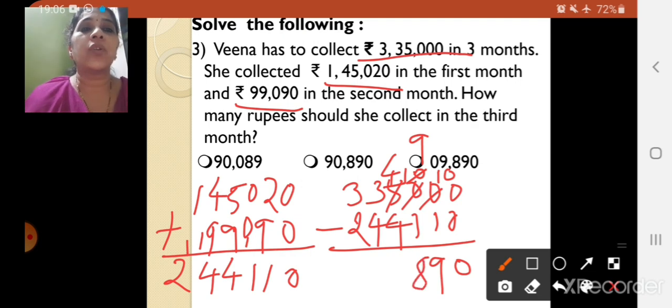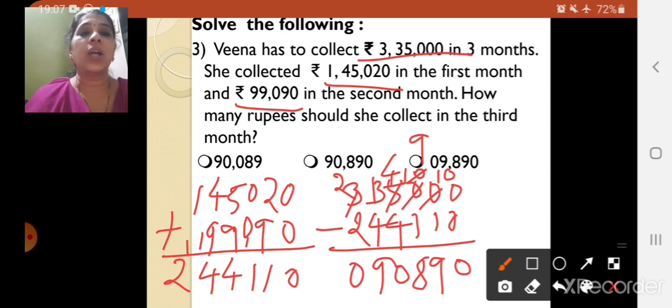4 minus 4 is 0. 3 minus 4, again you cannot subtract 4 from 3. So you are going to borrow 1 from 3, right? So in the place of 3 it will become 2 and in the place of 3 it will become 13. So 13 minus 4 is 9 and 2 minus 2 is 0. So what answer you get? 90,890.